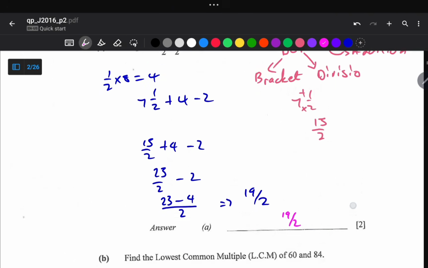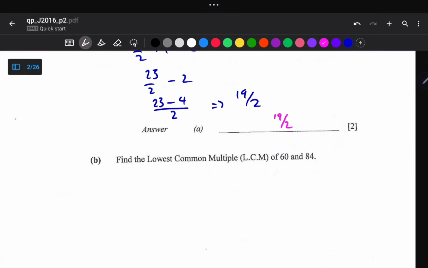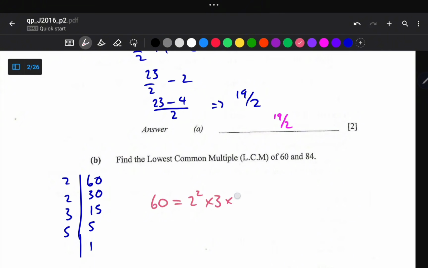So let us move on to the next part of the question. Here we are required to find the lowest common multiple, the LCM, of 60 and 84. For us to calculate the lowest common multiple, we can start by expressing 60 and 84 as products of their prime factors. Given that we have 60, we divide by the smallest prime factor, which is 2. So 2 into 60 gives us 30, and 2 into 30 gives us 15. 3 into 15 gives us 5, and 5 into 5 gives us 1. So 60 is equal to 2 squared multiplied by 3 multiplied by 5, okay?